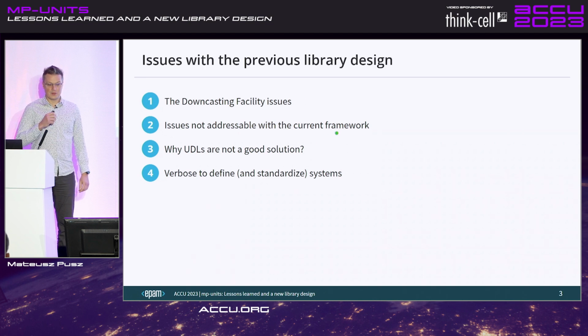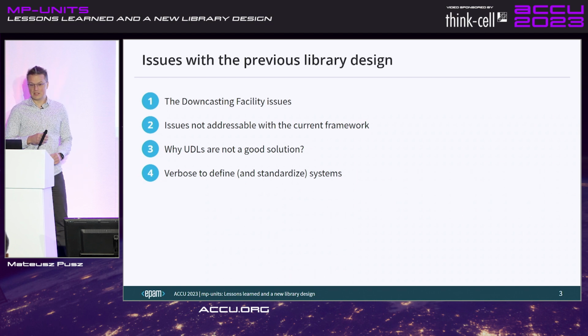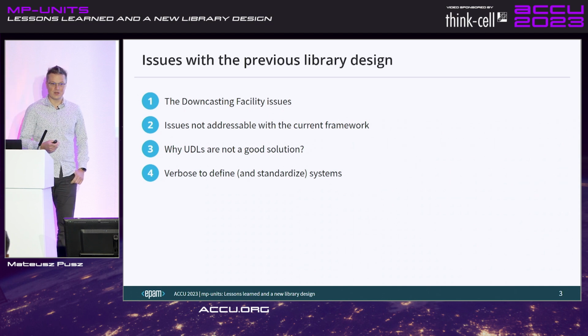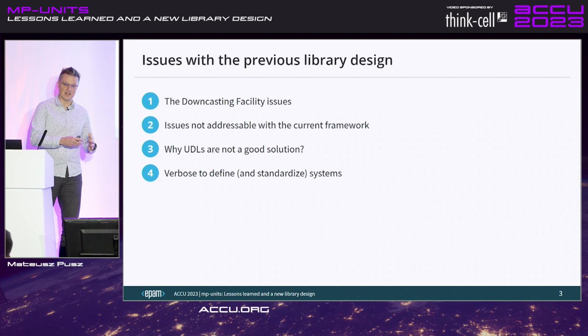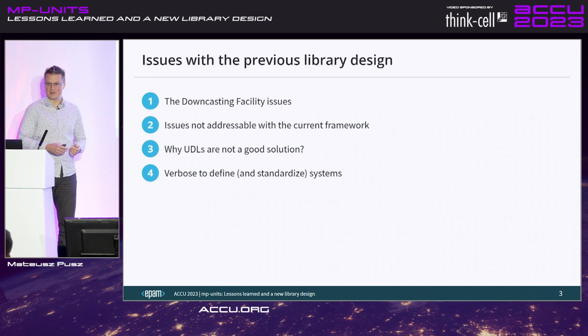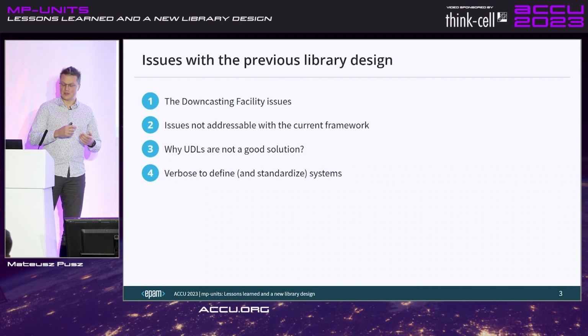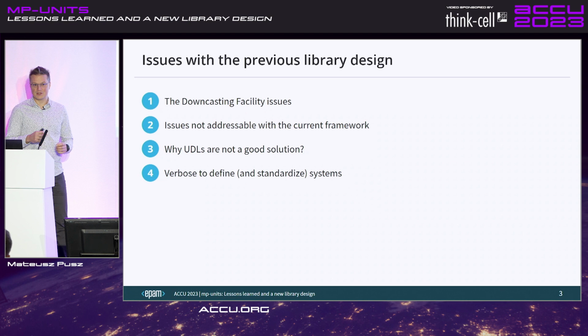I will talk about the things that couldn't be addressed with the previous framework and why user-defined literals are not a good solution for things like a quantity library, because this is one of the most common questions I get. Why are you not using UDLs in the modern design? I want to address this as well. And also show you how verbose it was to define, and also standardize, because maybe this library at some point will be a part of the C++ standard, how hard it is or how verbose it is to define.